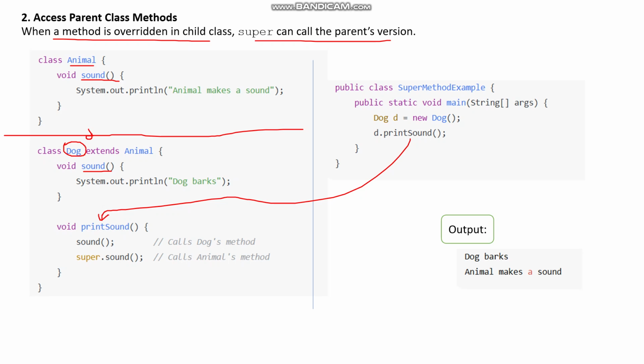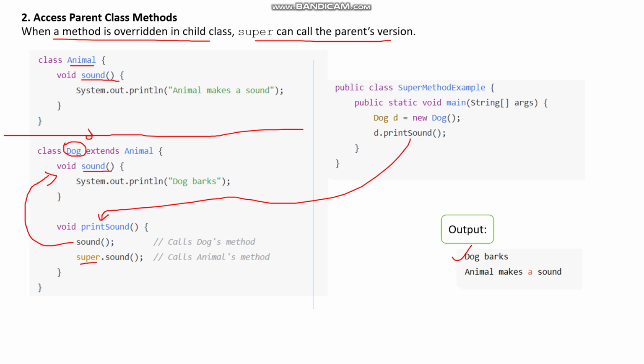This method contains sound. Whenever there is sound, the control will go to the child class method. This method contains System.out.println("Dog barks"). The Dog barks will be displayed. After that, super.sound().